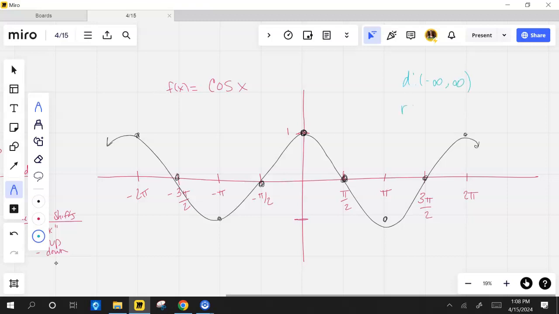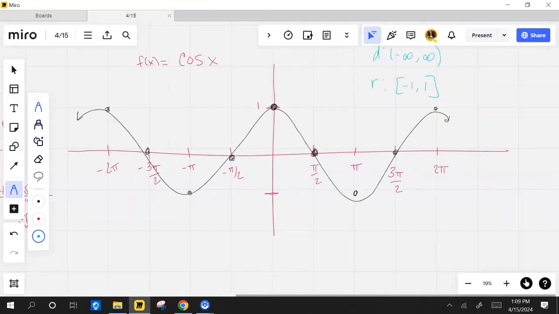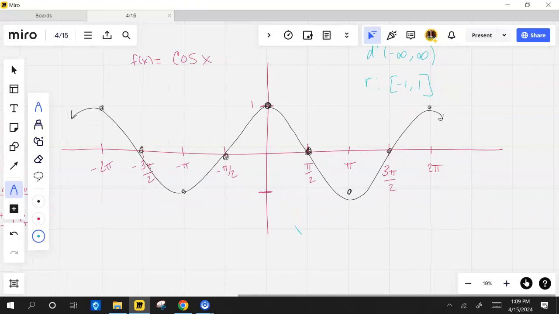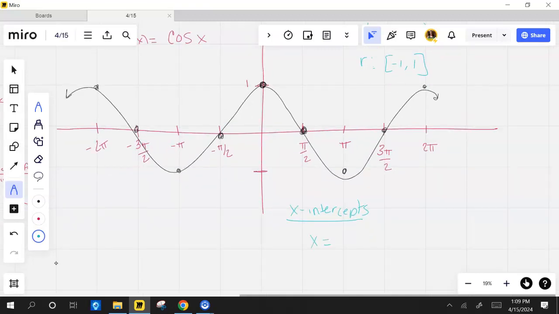How about range? -1, 1. A lot of these are going to repeat, with the exception of the x-intercepts, because these are different. What's happening here? It's not every whole pi. The space between them is the same, every half pi. So this time, I'm going to say start at pi over 2, right here. How much space is in between?